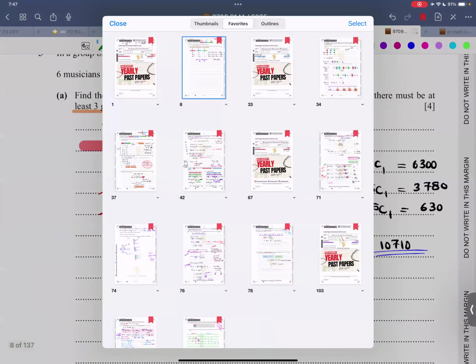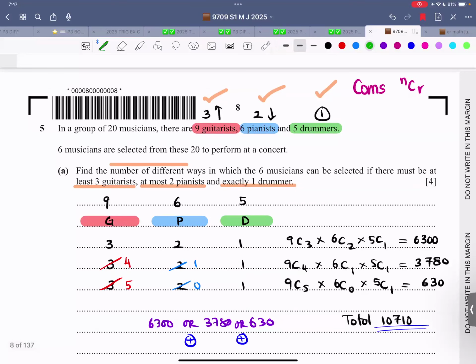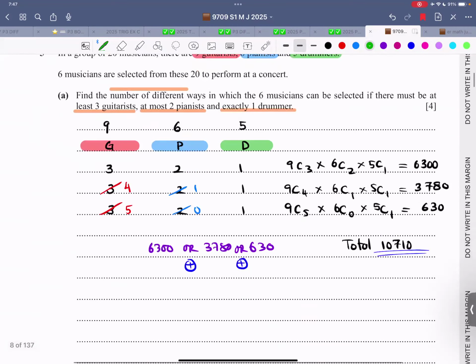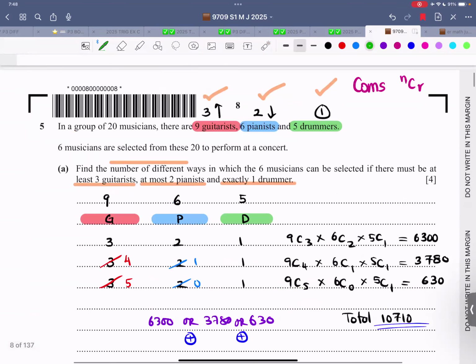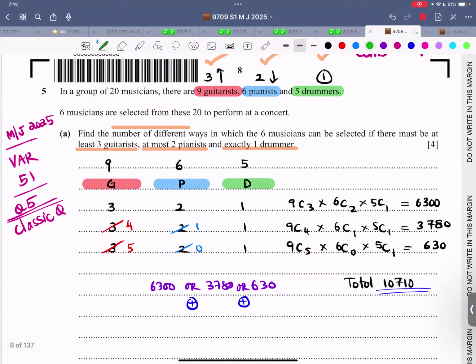And let's focus on this one. Now, this question over here says, in a group of 20 musicians, and this is a very classic question. Keep in mind, people, that what we are doing right now is variant 5.1 of May-June 2025, and this question number 5 is a very classic question. Also remember that you need to watch variant 55.